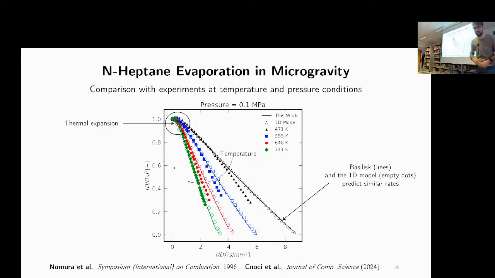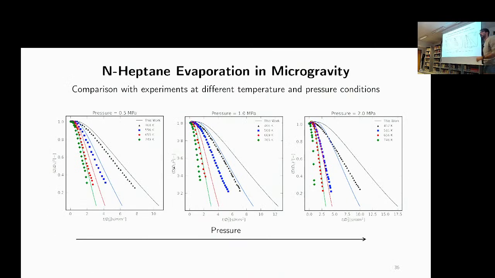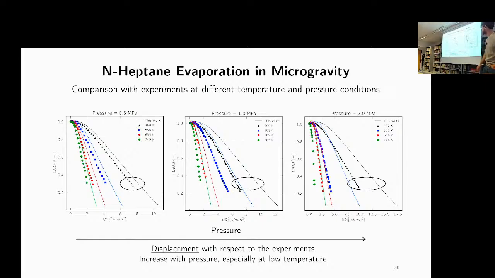But if we proceed and we compare other results at higher pressure values, you can see that this gap between our results and experimental data increases a lot, especially at high pressure cases and low temperature, which are the black line. This effect is less important instead at high temperature cases.